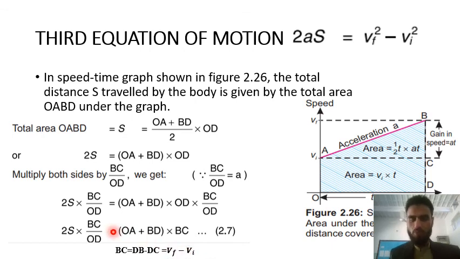Now what about OA and BD? So OA over here is again Vi, this one, and BD we have already said that Vf. So it means we can write Vf plus Vi multiplied by Vf minus Vi.